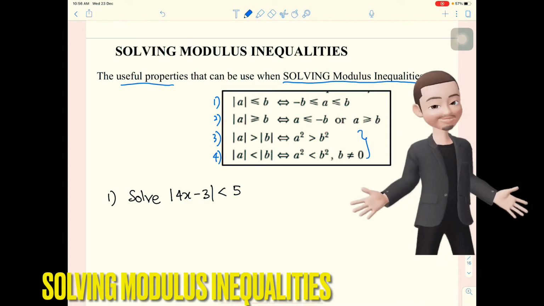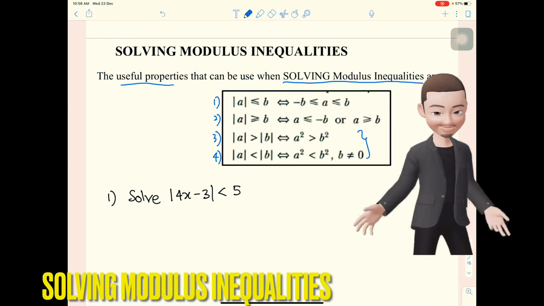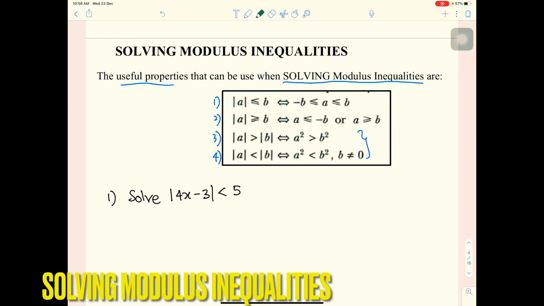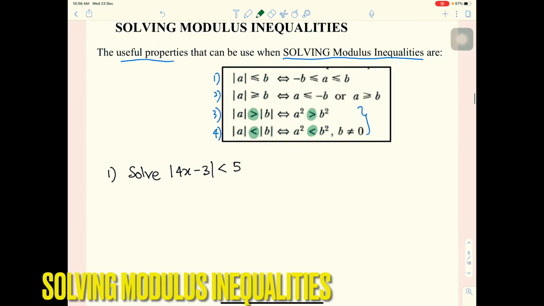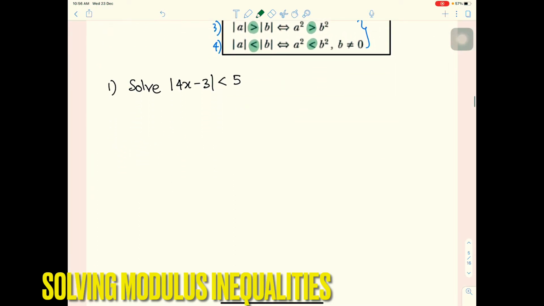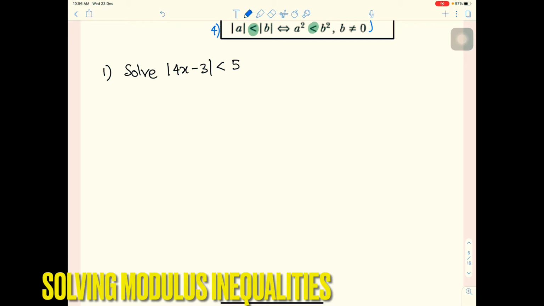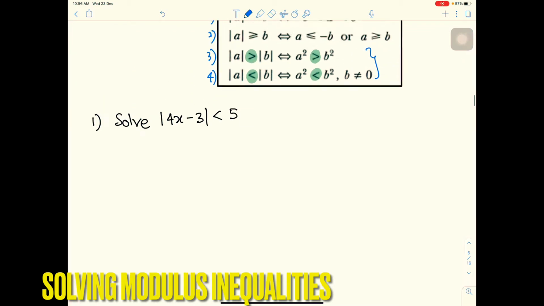If you can see here, type 3 and type 4 use the same method. The difference is that the third type is greater than, and the last type is less than. But the concept of solving is the same. Now let's straight away discuss the example question for number 1.